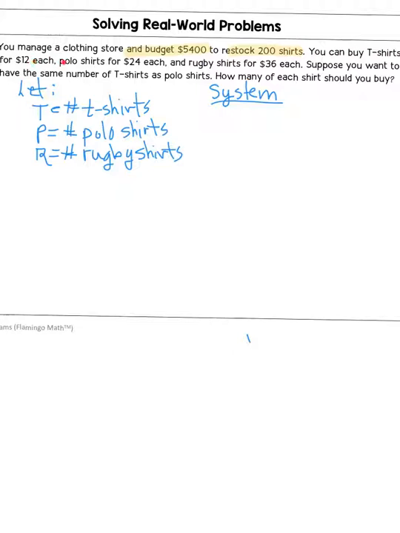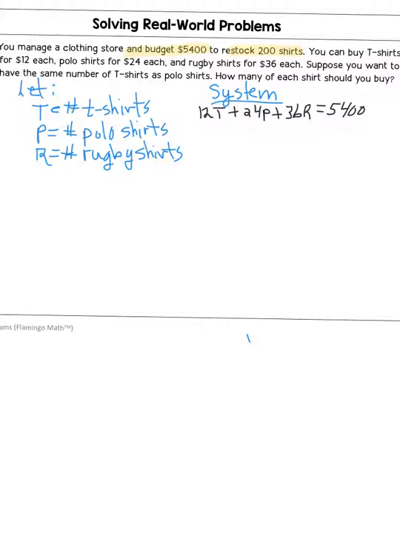Well, you can buy t-shirts for $12, polos for $24, and rugby shirts for $36. So you're going to multiply that to each of those numbers, and it should add up to $5,400. So 12 times T plus 24 times P plus 36 times R, that should all add up to $5,400.